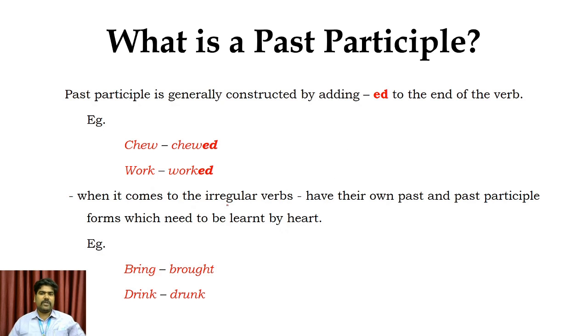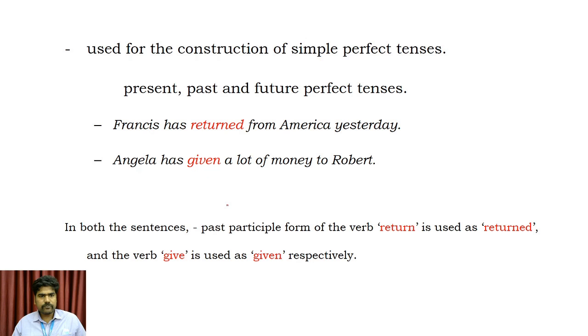What is a past participle? We have already seen. Generally, it is constructed by adding ed to the end of the verb. For example, chew, chewed, work, worked. But in irregular verbs, there may be some changes. For example, bring, brought, drink, drank, go, went. Those are all irregular verbs. They may have some changes.